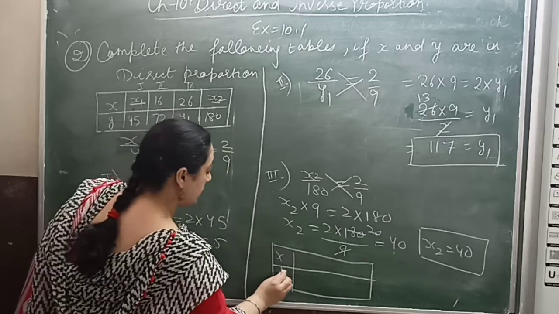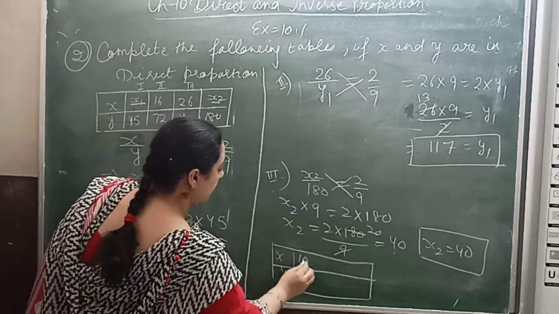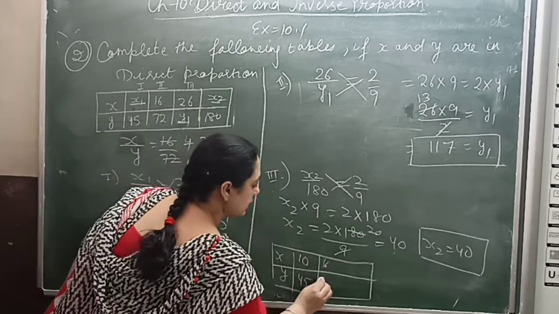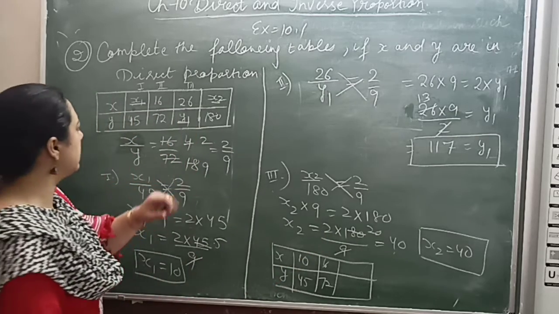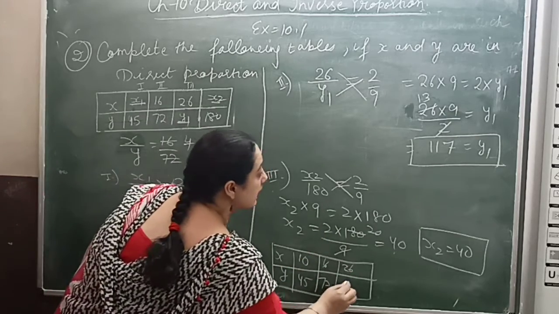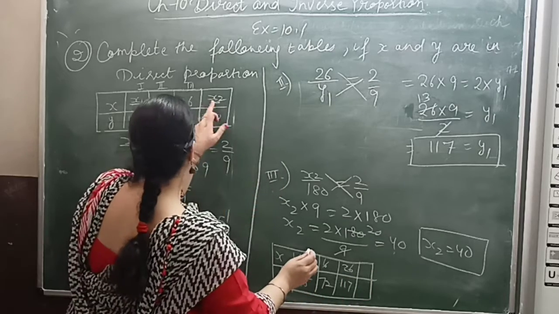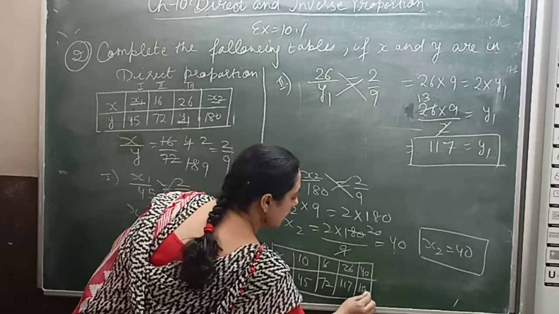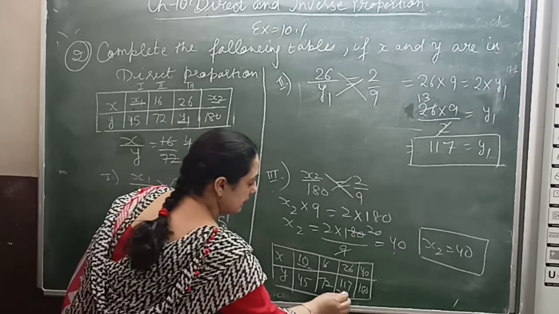Now, x1 is 10 over 45. The second one is 16 over 72. The third, the missing value I found, is 26 over y1, which is 117, and the fourth one is x2, that is 40 over 180. So in this way you can complete the table.